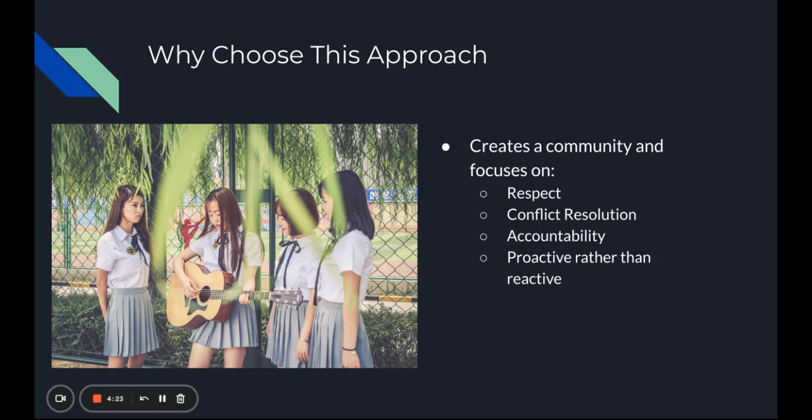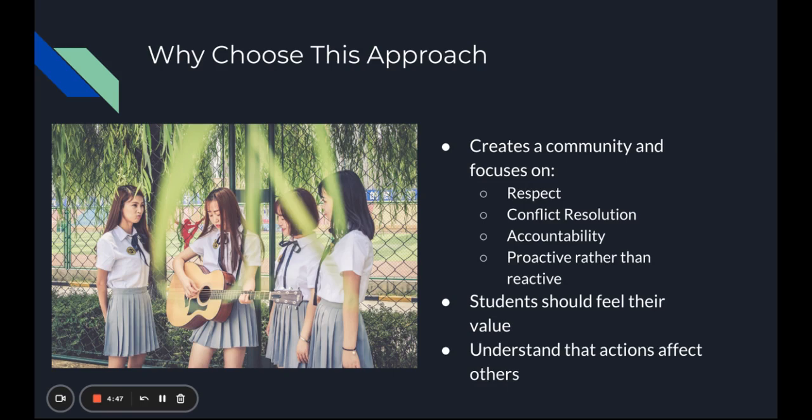One of the other key points of restorative practices is that it is a proactive approach rather than a reactive one. How can you develop a sense of community so that students feel their importance and self worth within the classroom rather than only responding to negative actions? And with that, students should really feel their value within the classroom, as I mentioned, and understand that, again, their actions do affect others. Those are some of the key points that come up frequently within the restorative practices approach.